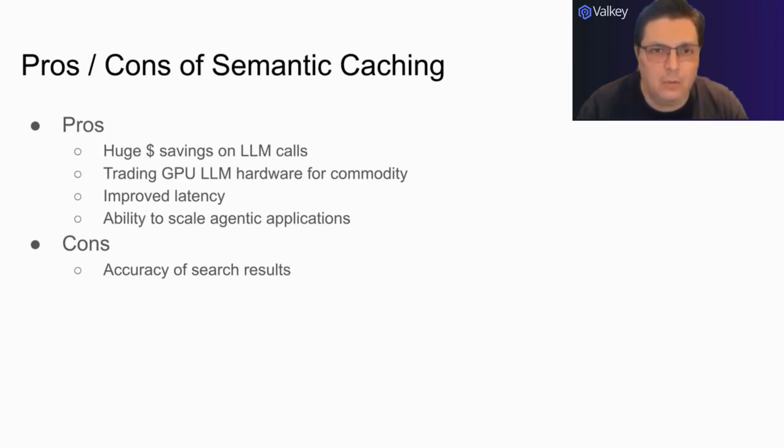But the biggest downside, of course, is the accuracy of our search results. Because with regular caching, we have one dimension of TTL. But with semantic caching, we also have the second dimension of accuracy or semantic similarity. So if you set those thresholds too low, your application will just store and serve information that's not very relevant.